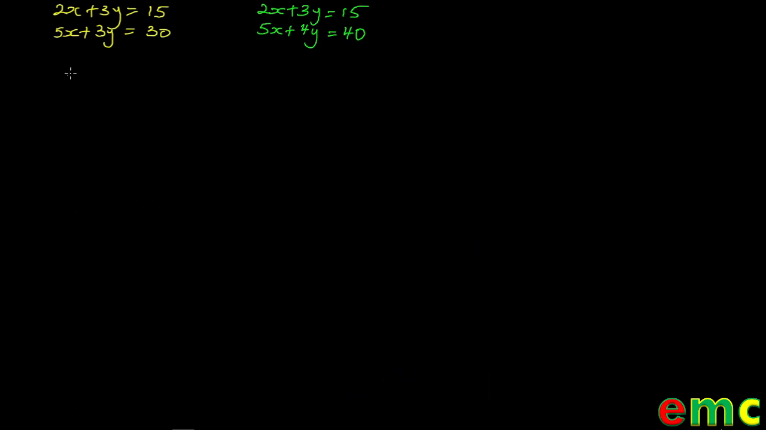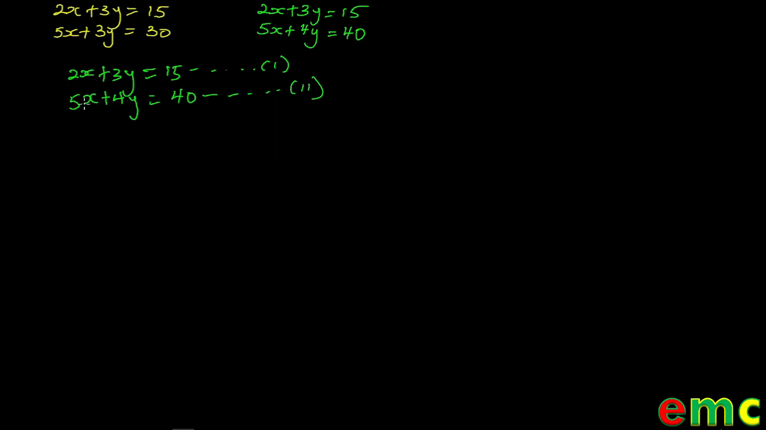In the second question, we have 2x plus 3y equal to 15. That is our equation 1. And we have 5x plus 4y equal to 40. That gives us our equation 2. As I said earlier, the first step in the elimination method is to find a way to equate the coefficient of one of the unknowns. Here, let us equate the coefficient of x in these equations.